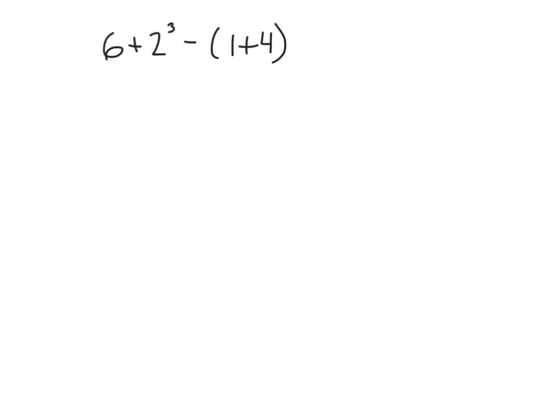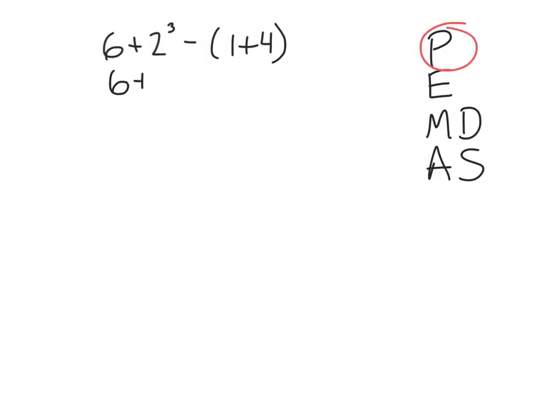Here's another example. 6 plus 2 to the third power minus the quantity 1 plus 4. If you get used to writing the order of operations acronym off to the side, PEMDAS, sometimes people say PEMDAS, or please excuse my dear Aunt Sally, it might help you to follow the correct order every time. Again, we will start with parentheses. We do have a set of parentheses, so we're going to go ahead and write the rest of the expression, 6 plus 2 to the third minus, and we have a parentheses, 1 plus 4, which is 5.